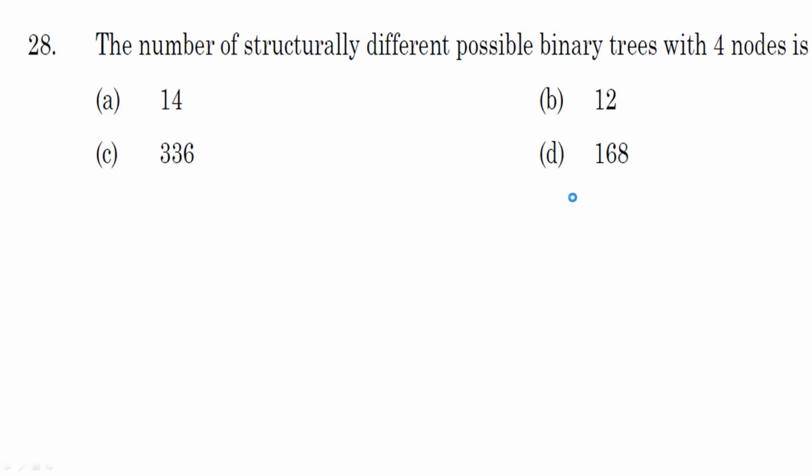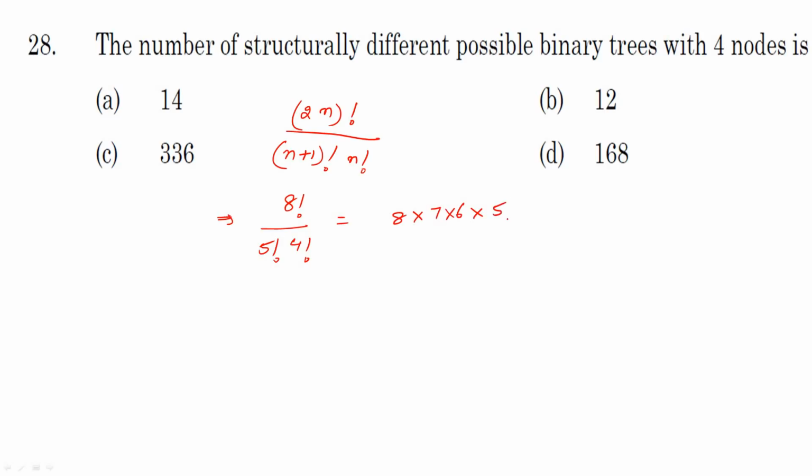We have a formula for this. The number of binary trees which are possible is, the formula is (2n)! upon (n+1)! n!, here n is 4. So it is 8! upon 5! into 4!, and we can further reduce it to 8 into 7 into 6 into 5! upon 5! into 4 into 3 into 2 into 1. Okay, 5! is cancelled. 4 2s are 8, 8 is cancelled, 3 1s are 3, 2s are 6, it is 14 should be our answer. So answer is A.